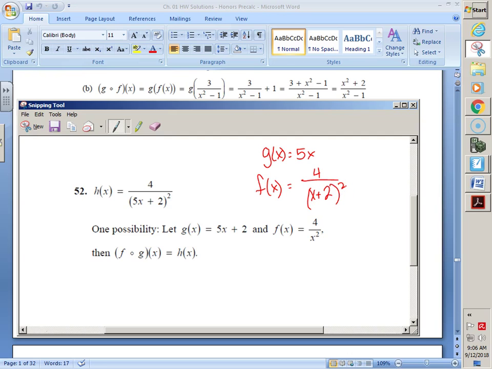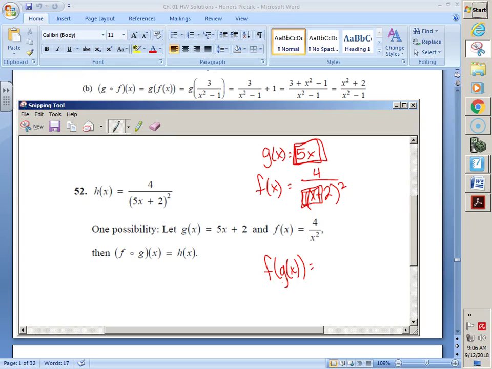What do you guys think? Does it work? How would you check it? Wouldn't you do f of g, right? So g will get plugged into what spot? F's x, right? And then does that work? Yeah. So good. That also works.